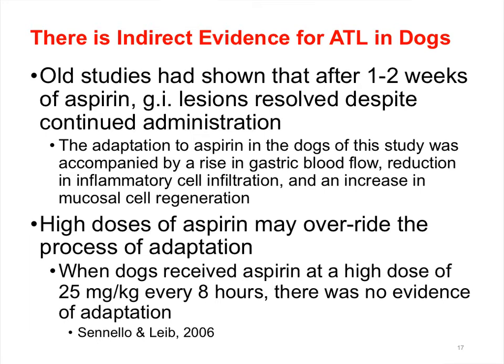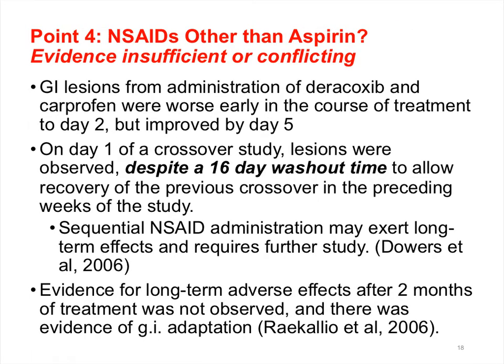So actually, really high doses of aspirin may override the process of this adaptation. So there is a limit to how much aspirin one can give. When you started to give the dose that the orthopedic surgeons would tell us to sometimes give to dogs, that adaptation would not occur. So there's a limit. At lower dosages, you have a chance for this adaptation to occur, but not at higher dosages. So does all of this occur with NSAIDs other than aspirin?